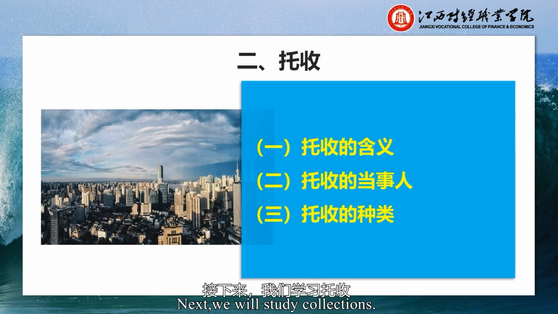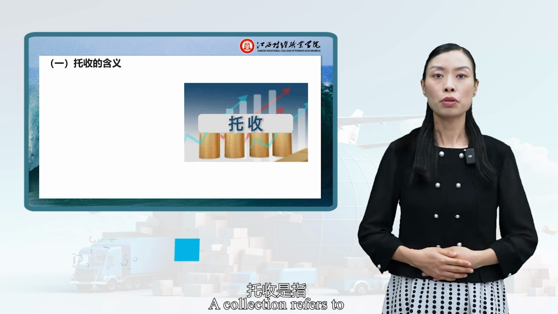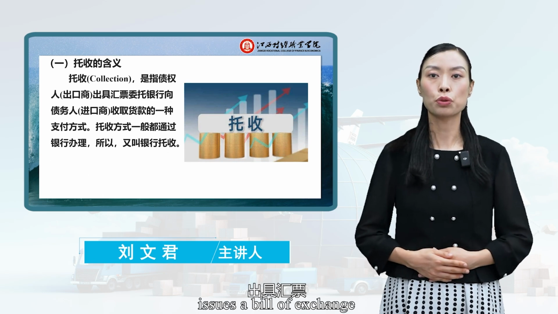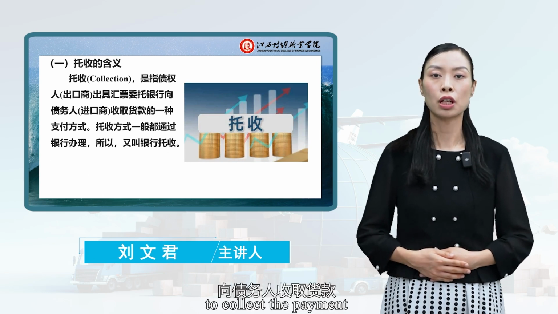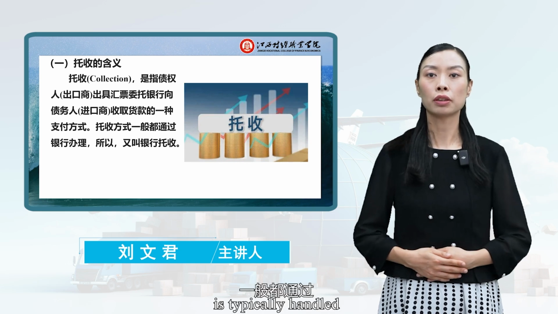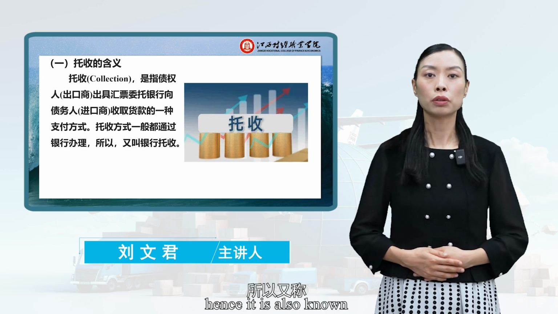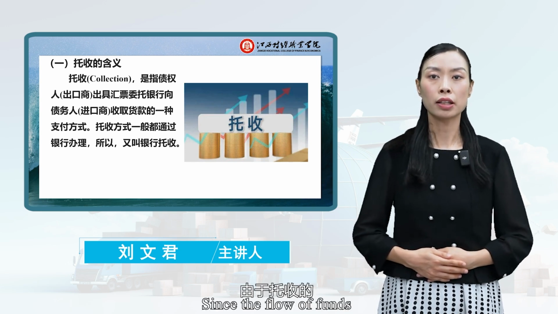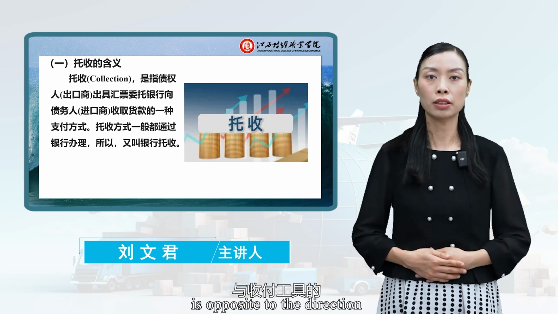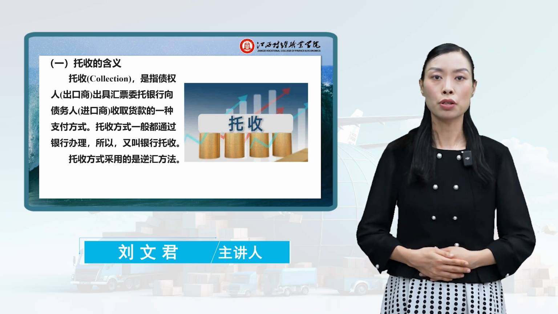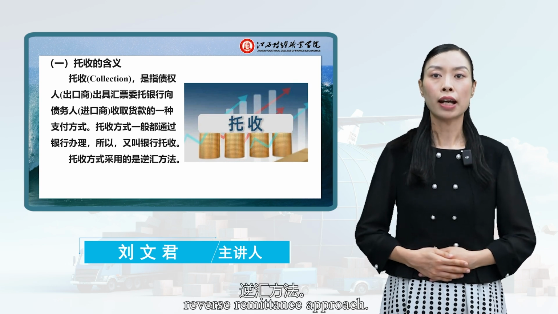Next, we will study collections. A collection refers to a process where the creditor issues a bill of exchange and entrusts a bank to collect the payments from the debtor. This method of payment is typically handled through banks. Hence, it is also known as bank collection. Since the flow of funds in a collection is opposite to the direction of the transfer instrument, this method employs a reverse remittance approach.